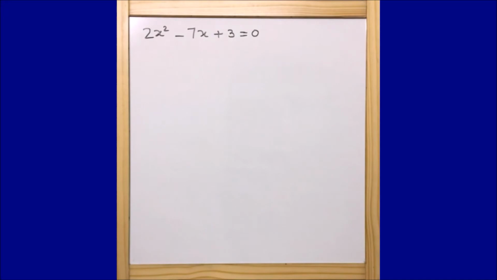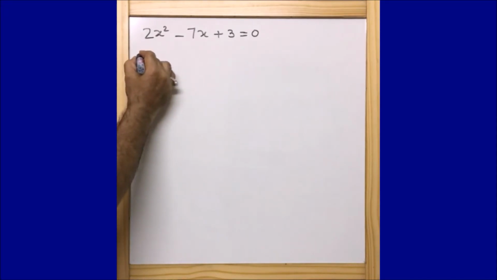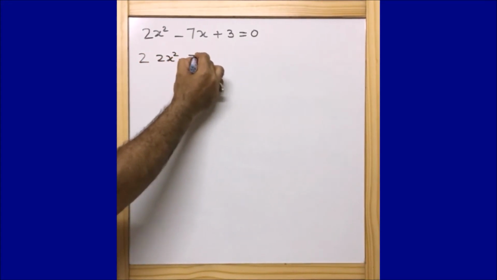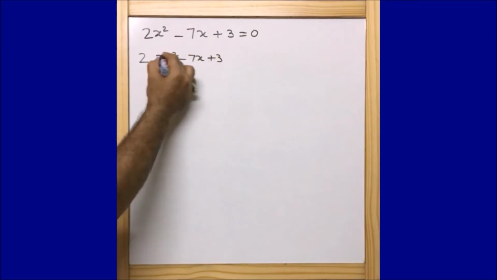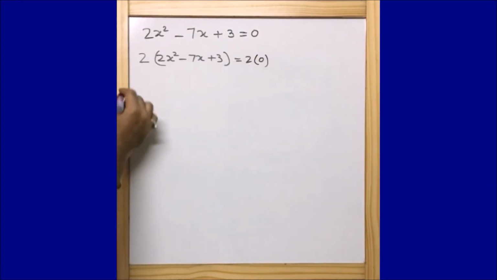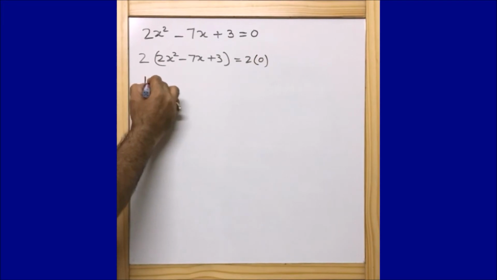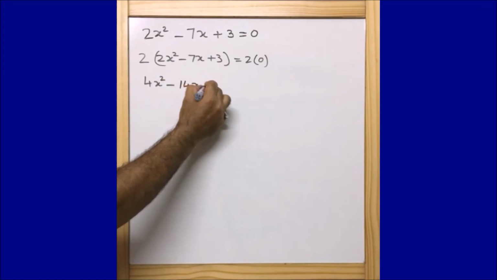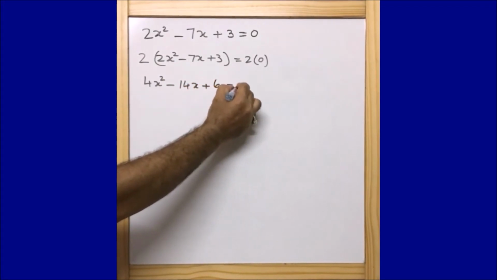Now if I multiply both sides of the equation by 2, what we are going to get, you see, 2 into (2x^2 - 7x + 3) is equal to 2 into 0. Now I can write this as 4x^2 - 14x + 6 = 0. This is what I got.